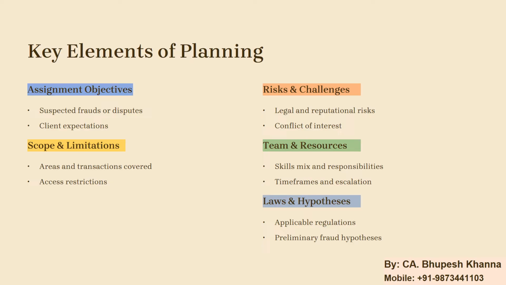Third, assessing risks and challenges. Consider potential legal, reputational, data integrity, and access-related risks. Identify any conflict of interest or independence issues. Fourth, team selection and resource allocation. Choose a team with the right mix of skills, such as accounting, IT, legal, and industry knowledge. Determine timeframes, responsibilities, and escalation matrix.